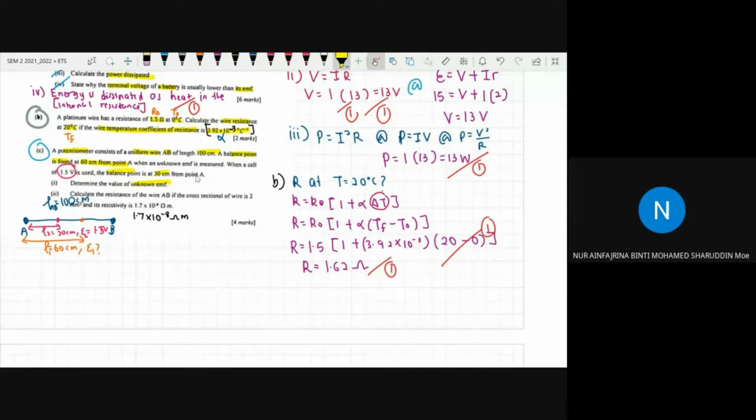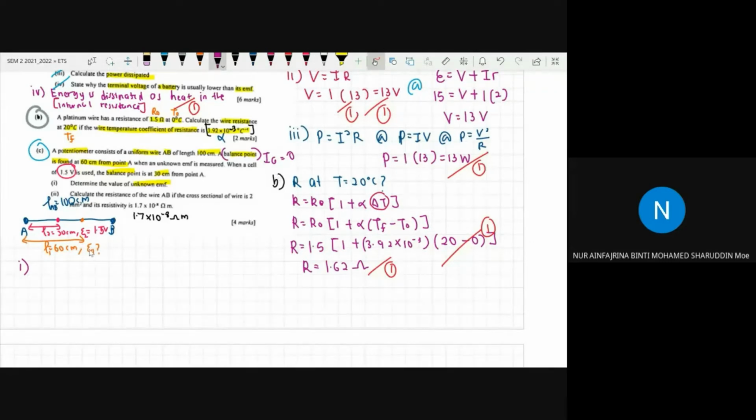Okay, so what does it mean by balance point? Anyone? Apa maksud balance point? What happened dekat balance point tu? The potentiometer is balanced. Very good. So when potentiometer is balanced, that means no flow of current because your potential difference is the same. So meaning your reading of the galvanometer is 0.